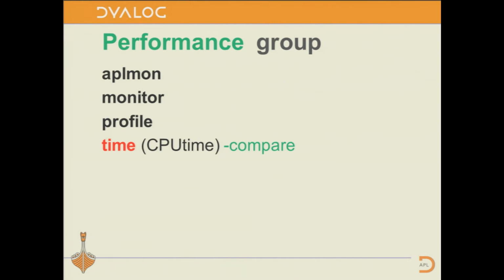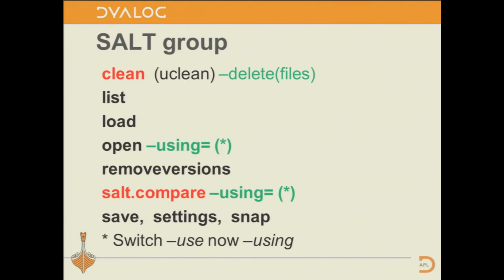Instead of having to copy CMPX from the defense workspace, you can just do time, the expressions, dash compare, and it will do it. The salt group, these are the same commands that you had before. The clean command was called uclean before. It has been moved into that group. It basically cleans up your workspace and removes all the tags that you have on all your objects so that your workspace is no longer salted.